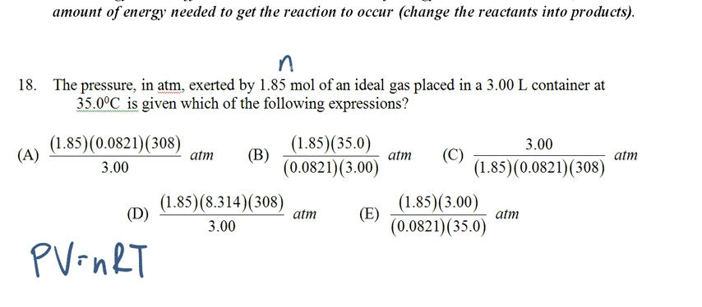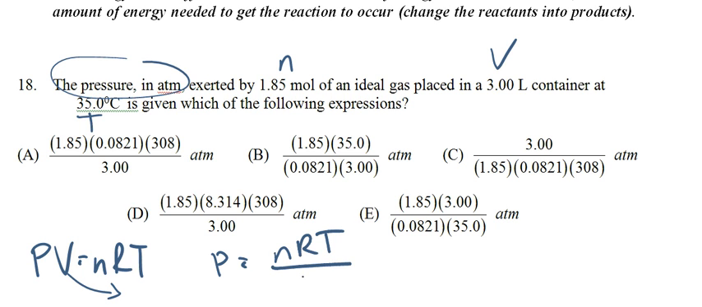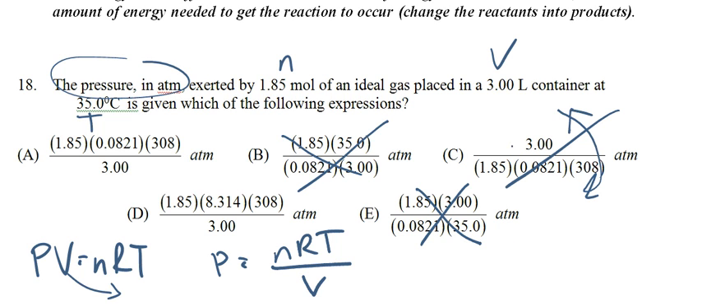Okay, so that's our n, that's our V, that's our T, and we're looking for our P. All right, so since we're looking for P, then we need to move that down. So P would be equal to nRT over V. And so make sure that we change our temperature to Kelvin, so that one's out. Temperature needs to be on top, so we know that one's out. This one looks like it's flipped, so that one's out.